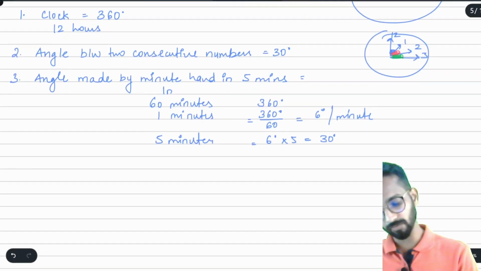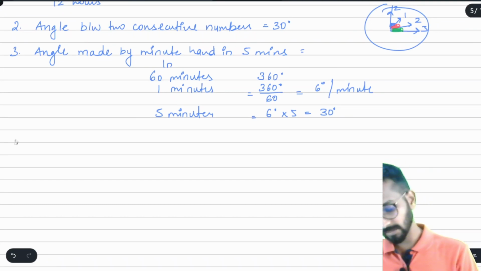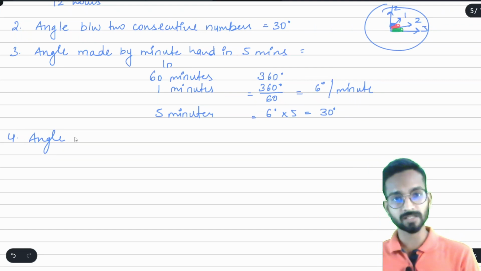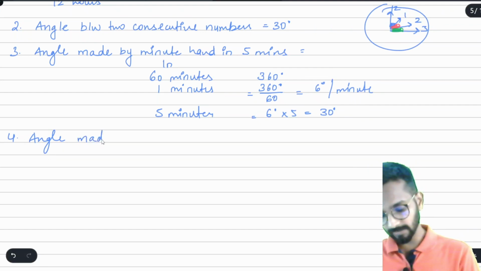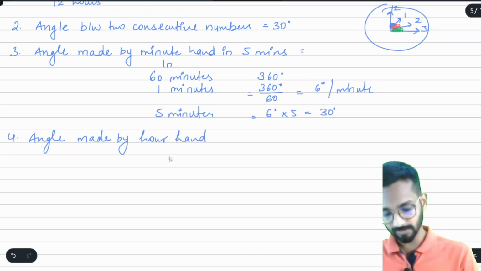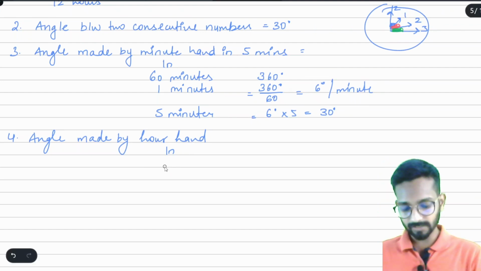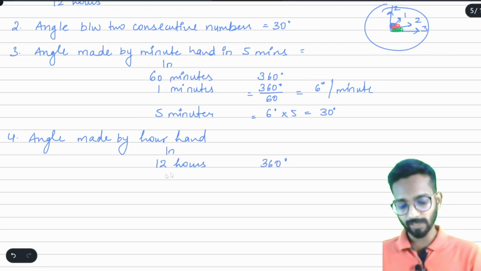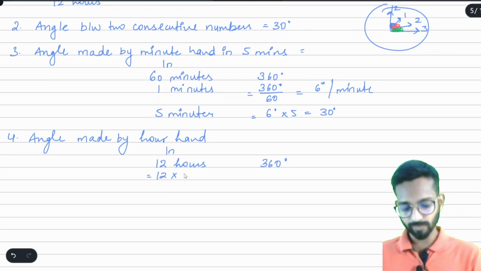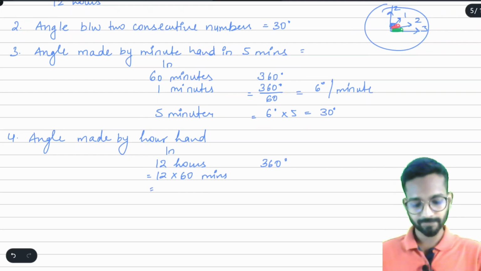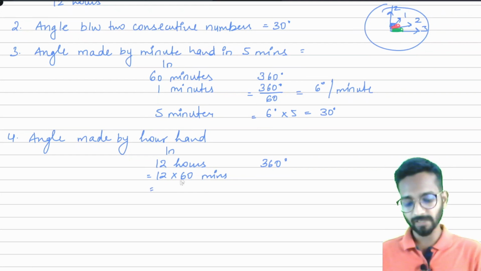Now if I have to know about the angle made by hour hand, now be very careful, because hour hand does not move as fast as minute hand. Obviously, angle made by hour hand in 12 hours it is making 360 degree. 12 hours means you can also say 12 into 60 minutes, that is 12 into 60 will be 720.